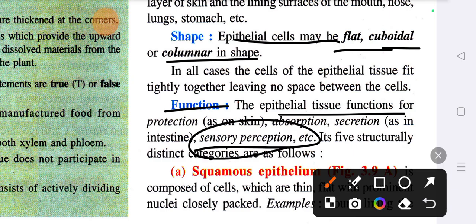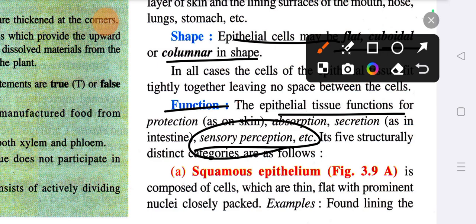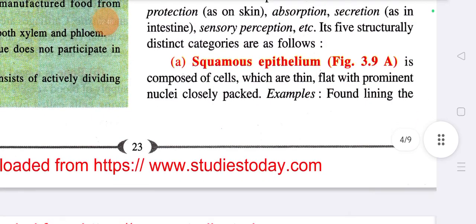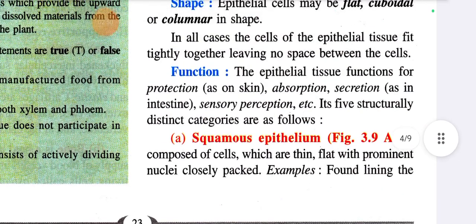And sensory perception, which means if someone touches you, you know, like someone is touching, and you also get a sense of that. So sensory perception. Its five structurally distinct categories are as follows. So, what are the different types of epithelial tissues?